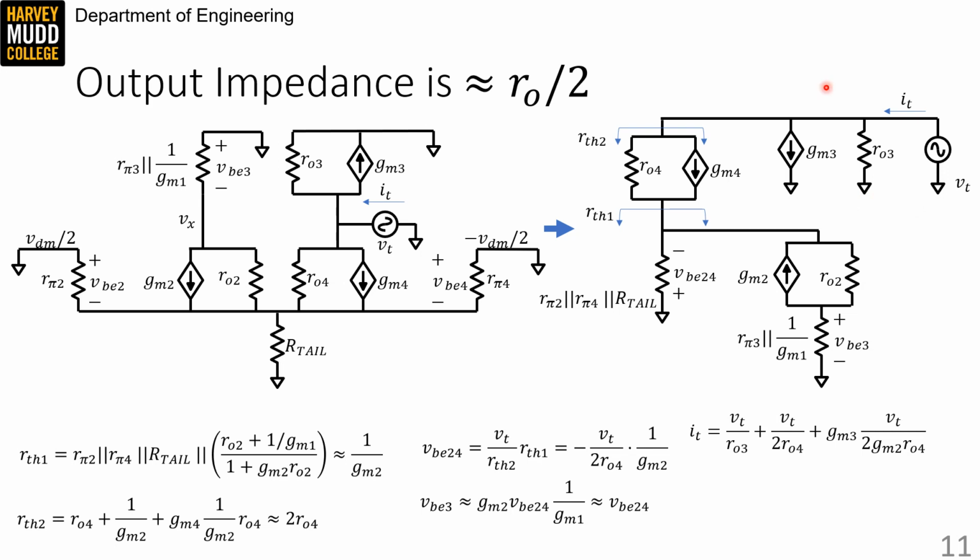So we write KCL at the top node, and find that IoT is equal to the current in the RO3 branch, VT over RO3, plus the current in the RTH2 branch, VT over 2 RO4, plus the current in this GM generator, GM3 times VT over 2 GM2 RO4, per this equation.